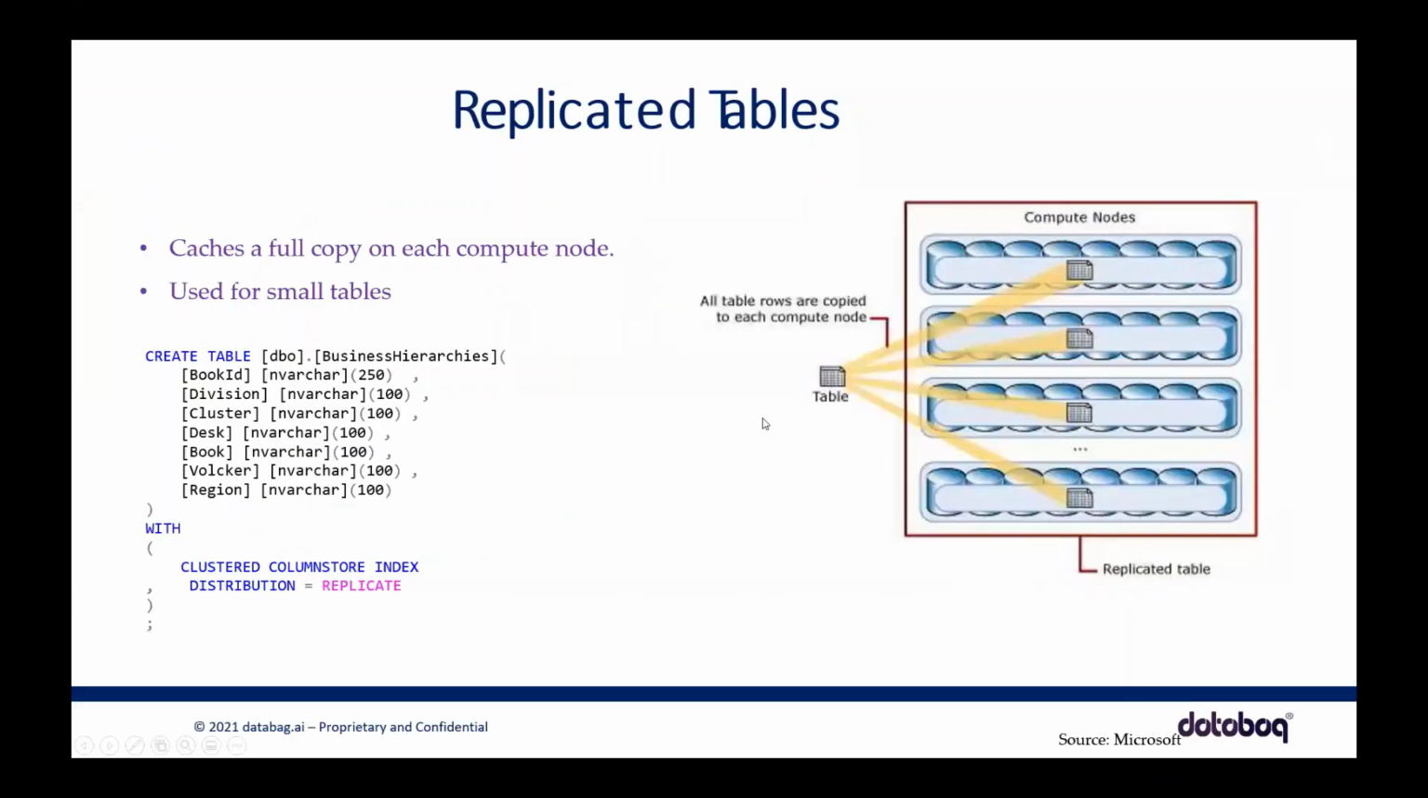So when it comes to distribution, you have three types of distribution. One is replicated distribution or replication distribution. The other one is round robin distribution. The third one is hash distribution. Okay, so what is a replicated table or replication distribution?